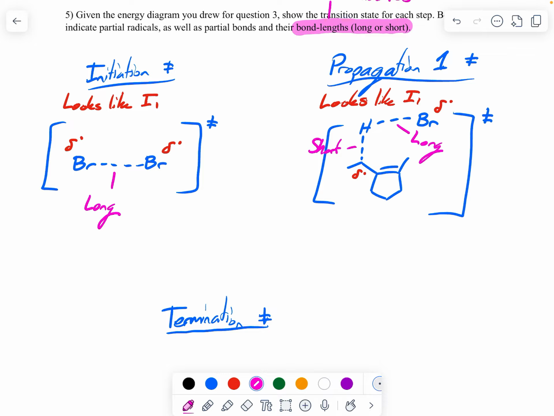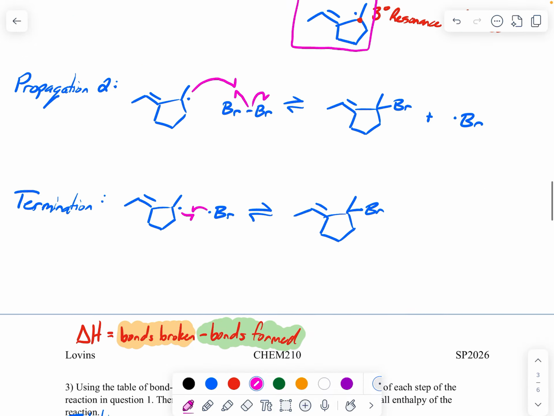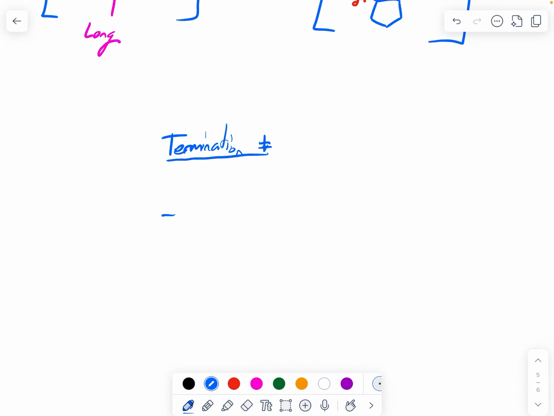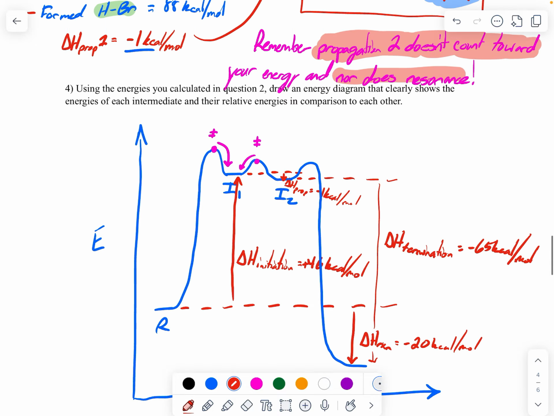Now we can do the same thing for termination, right? Looking at termination, we're forming the carbon-bromine bond from the tertiary radical. So let's go ahead and show that in terms of our transition state. In this case, we're going to draw out that exact same structure as beforehand, but we're just showing that carbon-bromine bond as a dotted line. Now we can also add in our partial radicals because both our carbon and our bromine started out as a radical. Lastly, we need to use Hammond's postulate to determine the short and long of this.